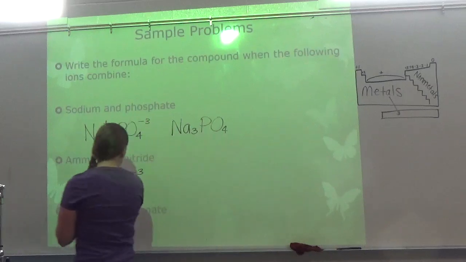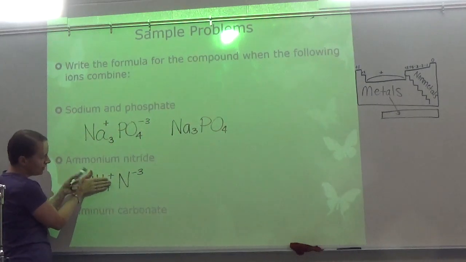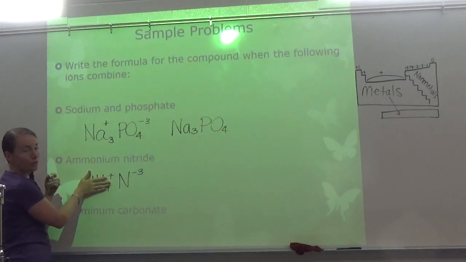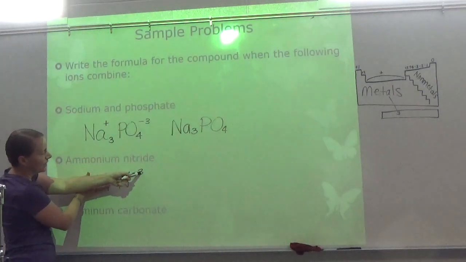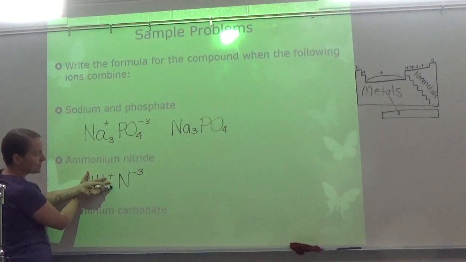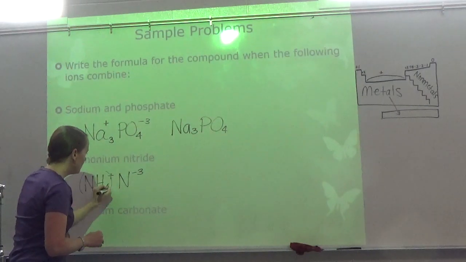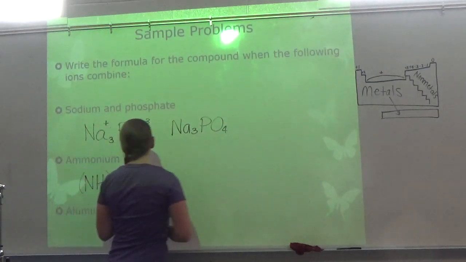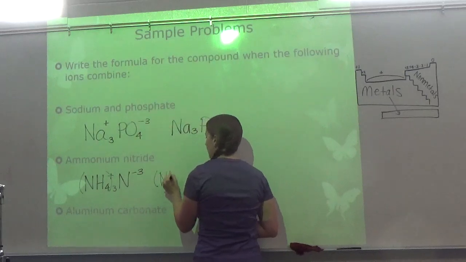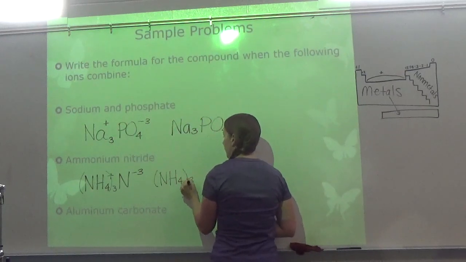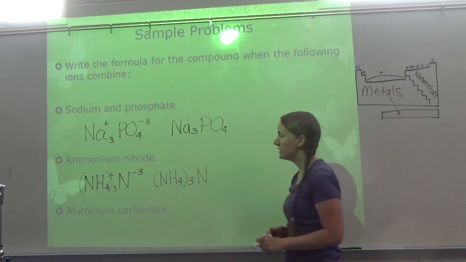Okay, so again, don't stress out. Cover this up. We have a positive 1 and a negative 3. They don't cancel. I need to cross my 3 down. Well, since I'm crossing a 3 down to a polyatomic ion, I just put it in parentheses and then put my 3. So I get (NH4)3N, just like that.